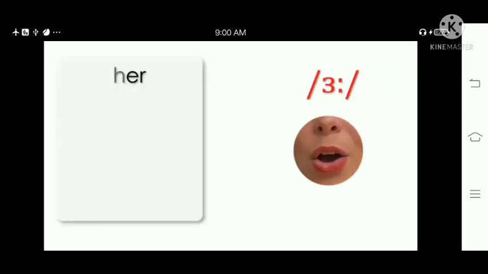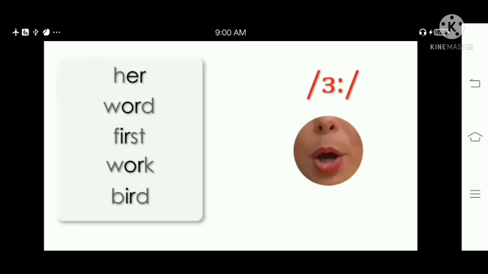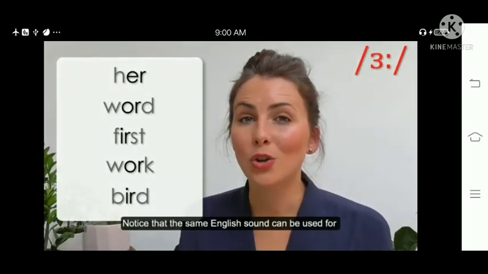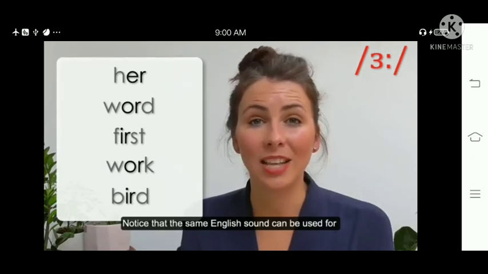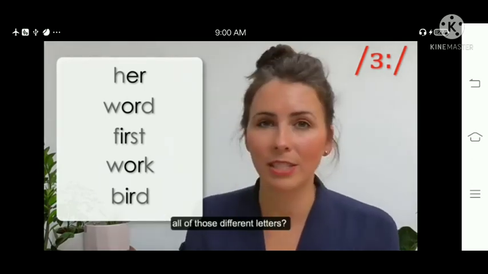Then there's the sound as in her, word, first, work, bird. Notice that the same English sound can be used for all of those different letters.